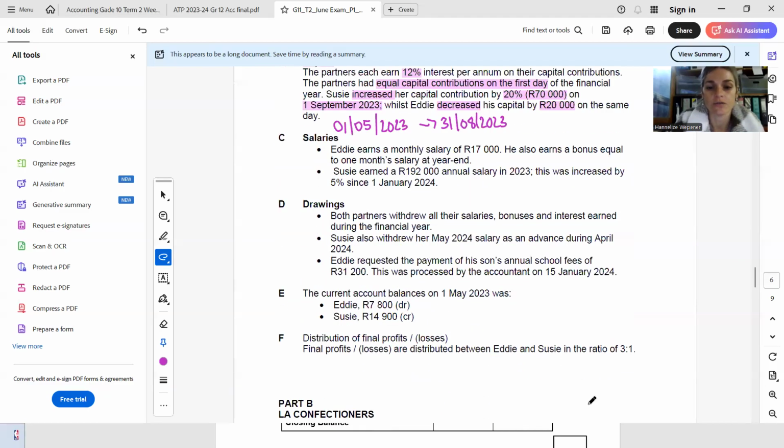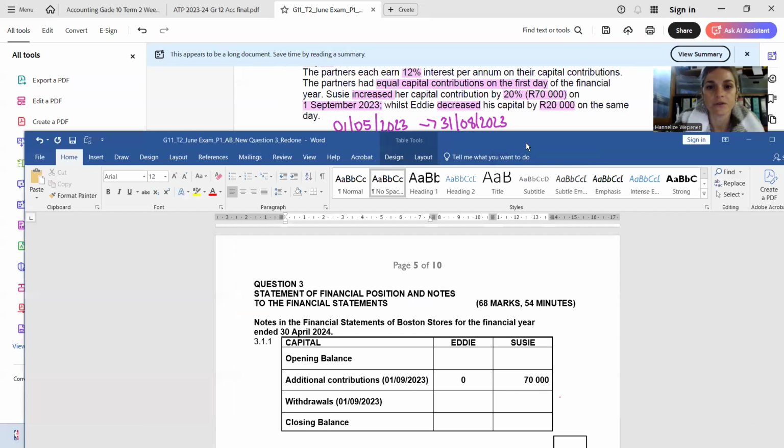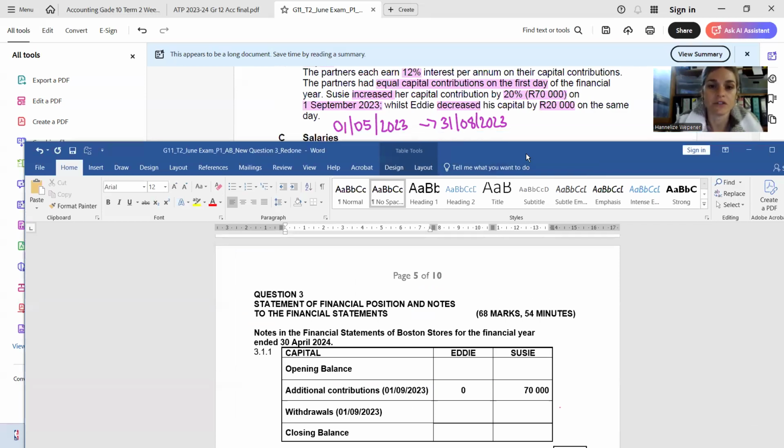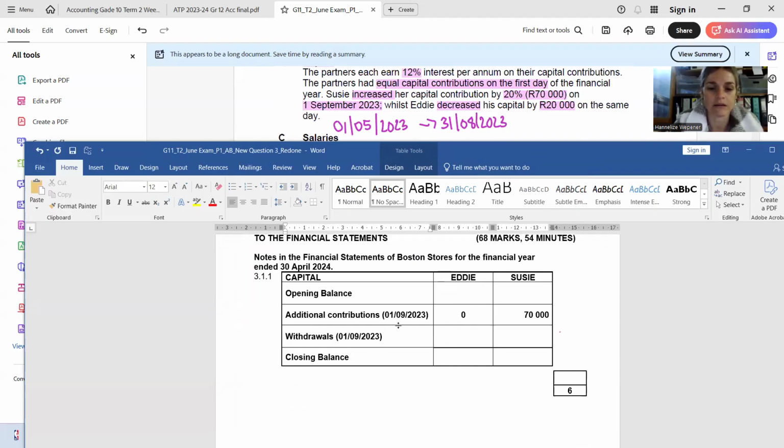They had for the 1st of May 2023 up until the 31st of August 2023, the same capital contributions. You'll see that I like adding the dates to my capital account note, just because it makes it easier to do the interest calculations at a later stage. Then I don't have to keep on going back and forth, question paper and answer book.